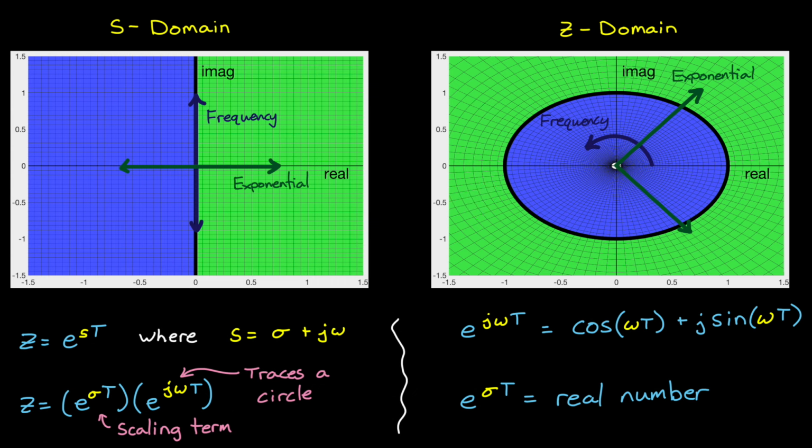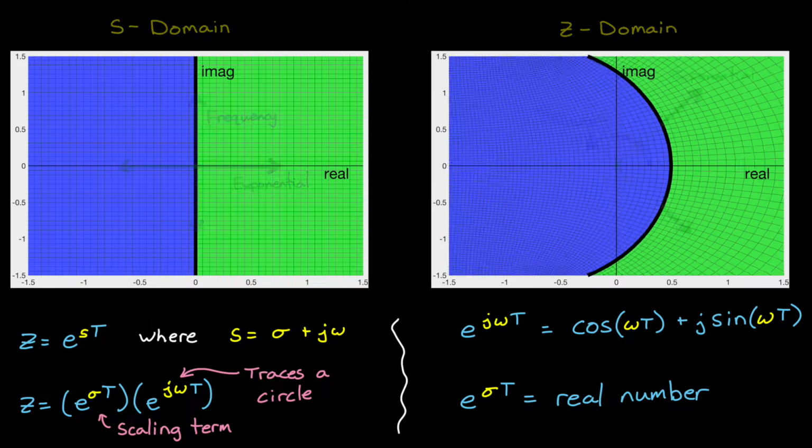But if the real component is negative, or in the left half of the s-plane, then e raised to a negative number is smaller than 1, and the unit circle is scaled smaller. And if the real component is positive, then e to a positive number is greater than 1, and the unit circle is scaled larger. So the right half of the s-plane maps to the outside of the unit circle in the z-plane, and we can get a feel for this transformation if I morph back and forth between the s-plane and the z-plane.